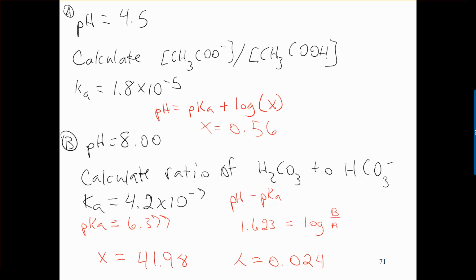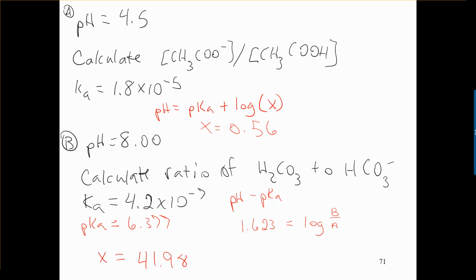I'm sorry, say again. So which one's the right one? Well, actually, for this question, they're asking for acid over the base. So it would be 0.024. But the correct ratio from the Henderson-Hasselbalch would be 41.98. And you could actually take one over this and find that. It is 1 over, just a reciprocal. Okay, let's just stick with that.